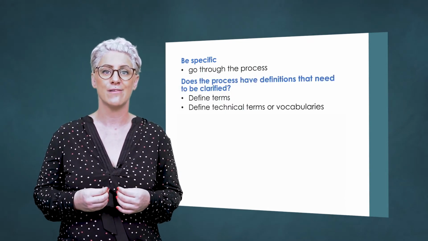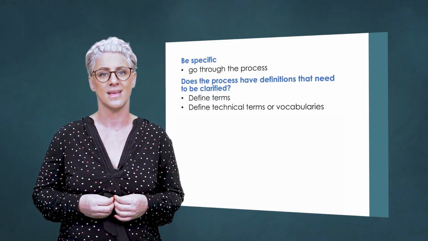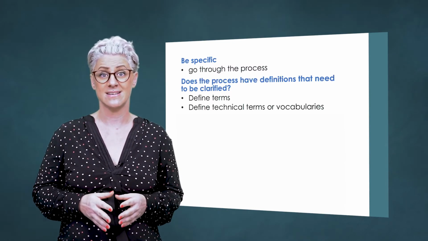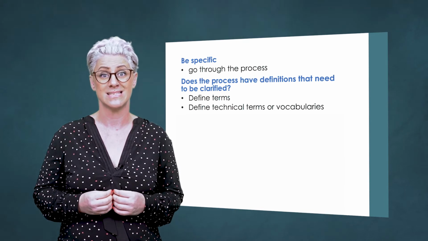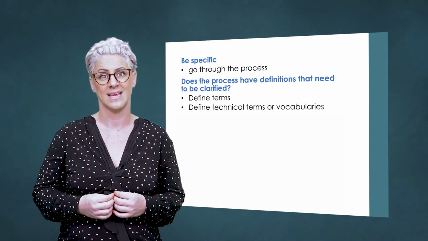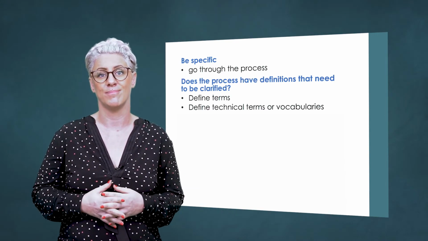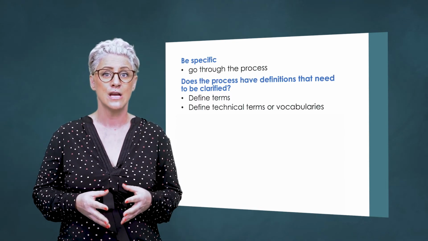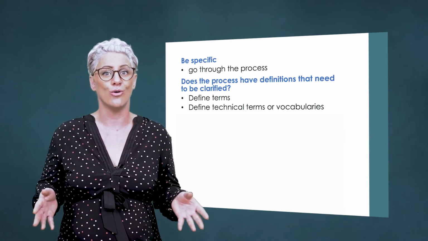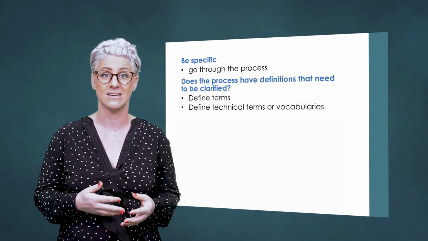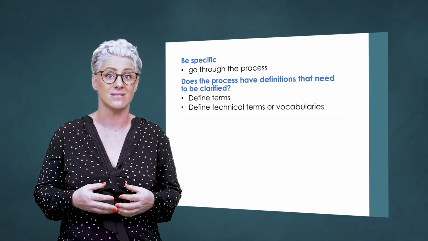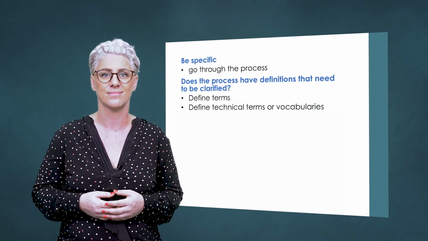Does the process have definitions that need to be clarified? Define any terms that your readers may not be familiar with. If there are necessary items needed to perform the process, mention these items to the reader early enough in your directional process. This will help the audience to assemble them. Mentioning them early is convenient. For instance, when you are preparing a recipe for cooking something, you list all the ingredients first. If there are technical terms or vocabulary that you have used in the list, you have to provide definitions so that the reader can understand them.